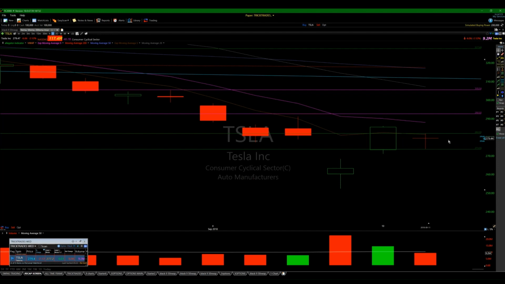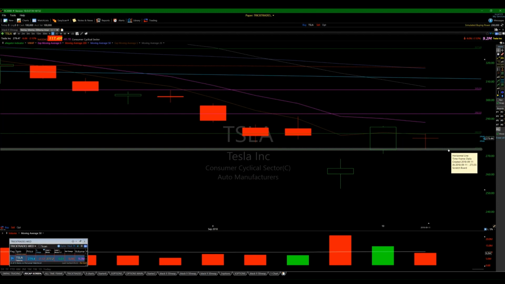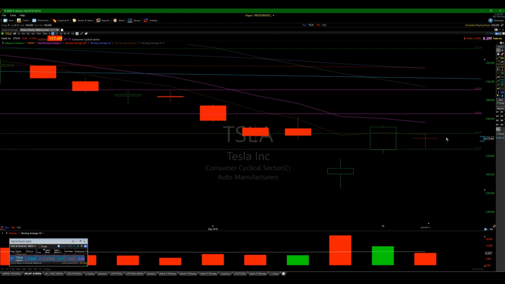If that breaks, most likely you could get out, okay? Or make sure you pay yourself and then see what it does at the retest of lows, because it will retest lows again. Or it could pull back and hold the VWAP and then come back up and break to highs.